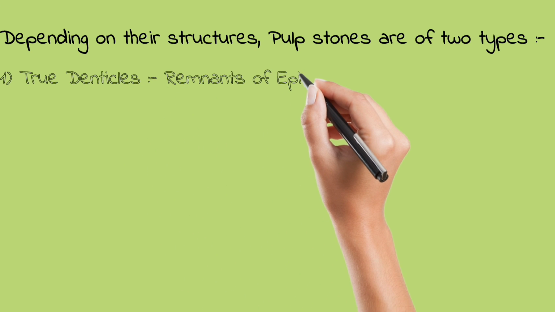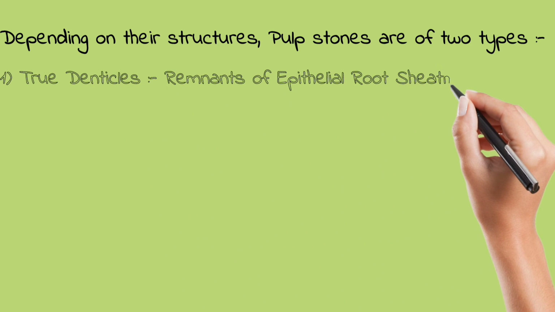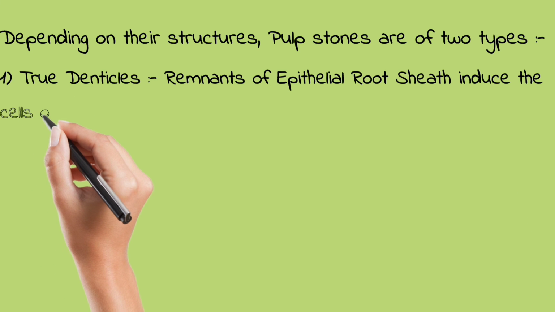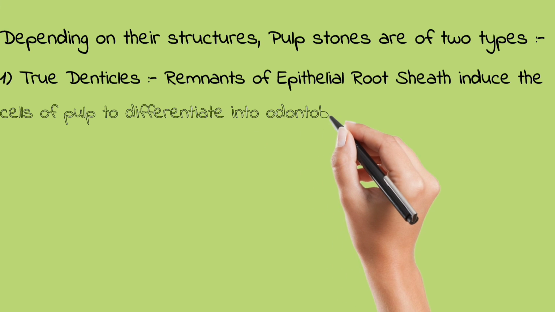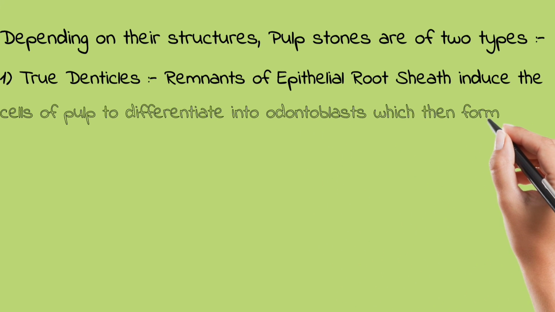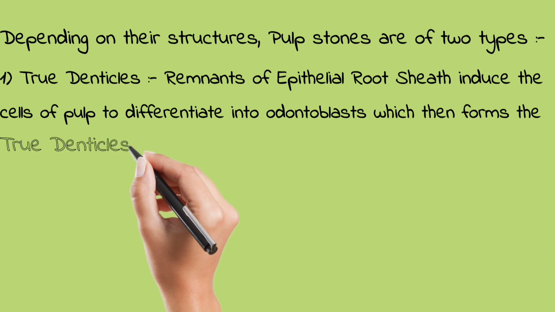So what are true denticles? True denticles are the remnants of the epithelial root sheath, and they induce the cells of the pulp to differentiate into odontoblasts, which then form the true pulp stones. These true pulp stones are very rare and found near the apical foramen.